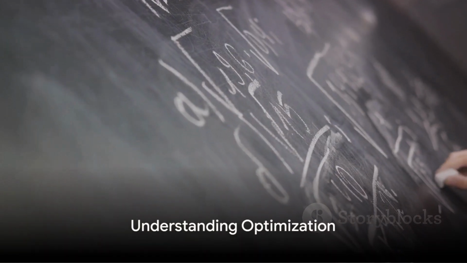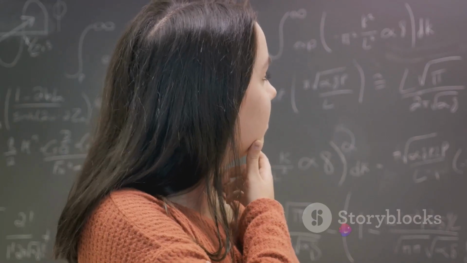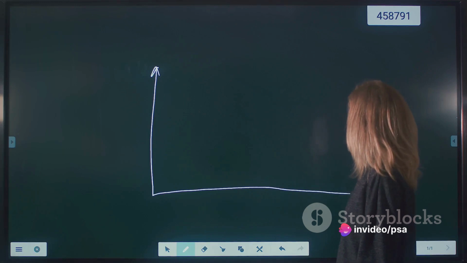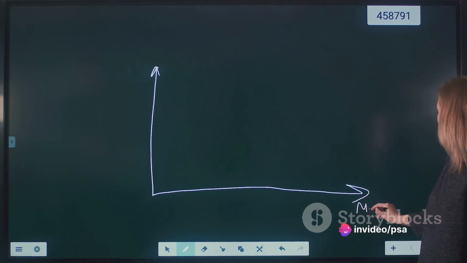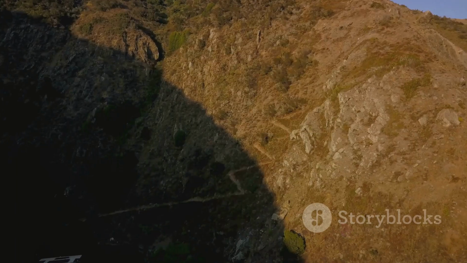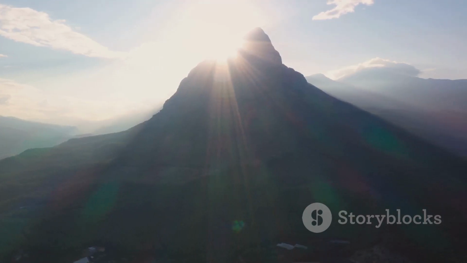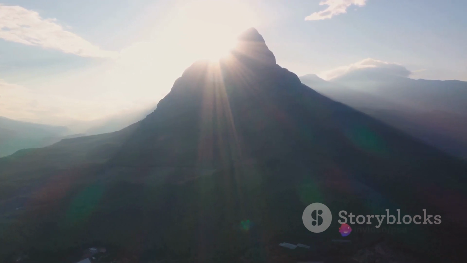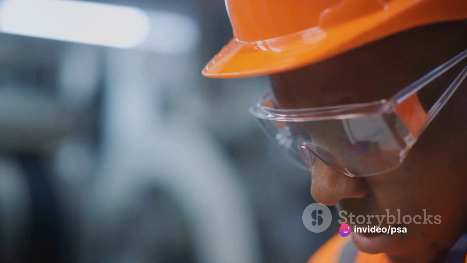Now, one of the most important applications of calculus is in optimization. But what exactly is optimization? Well, in the simplest terms, optimization is the process of finding the maximum or minimum value of a function. It's like trying to find the highest point on a hill or the lowest point in a valley. Let's consider a few examples of how optimization plays a big role in real-world situations.